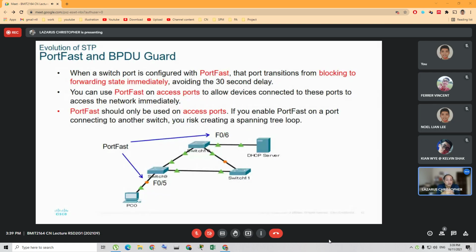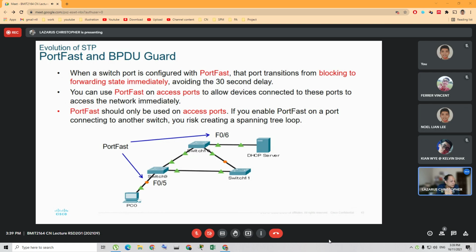What's the cure? We don't want that, right? So we have something called PortFast. If we configure the switch port that's connected to your end device with PortFast, the port transitions directly from blocking to forwarding, skipping all the states. Makes sense because you're not a switch. So there is no need for you to go through them. You're not a switch, that means you cannot affect the topology. Is that correct?